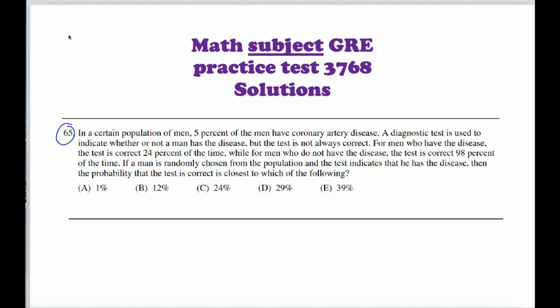Problem 65, back to probability. I think what you'll see in this problem is that it's a fairly straightforward application of Bayes' theorem. Bayes' theorem is a statement on conditional probability.